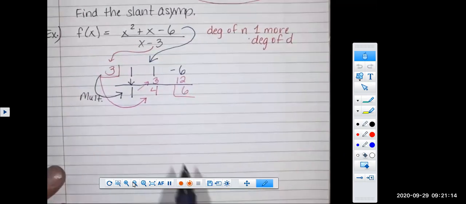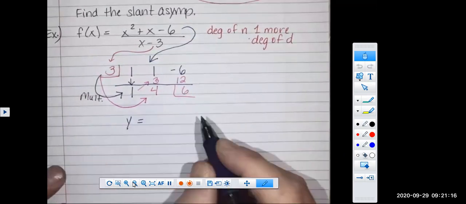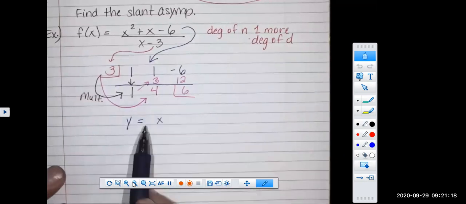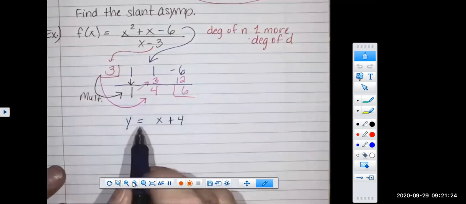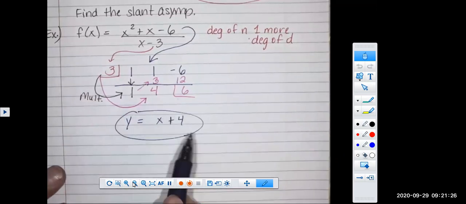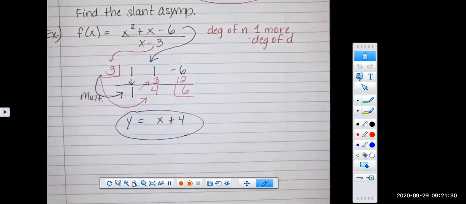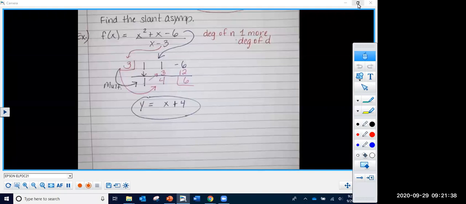So your equation, what is your slope? What number goes in place of m? 1. And then 4 is your y-intercept. So this is the equation of your slant asymptote: y equals x plus 4. So kind of a lot of work just to get an asymptote.